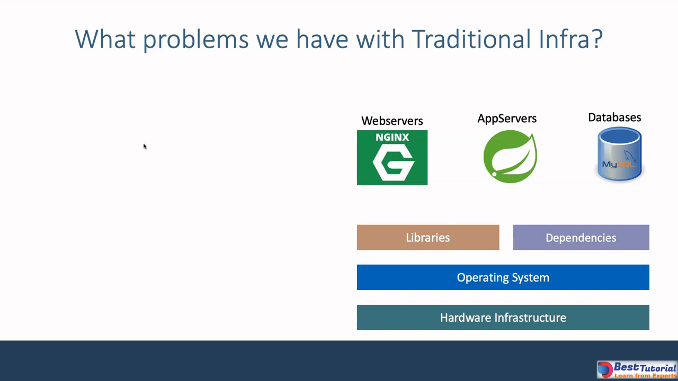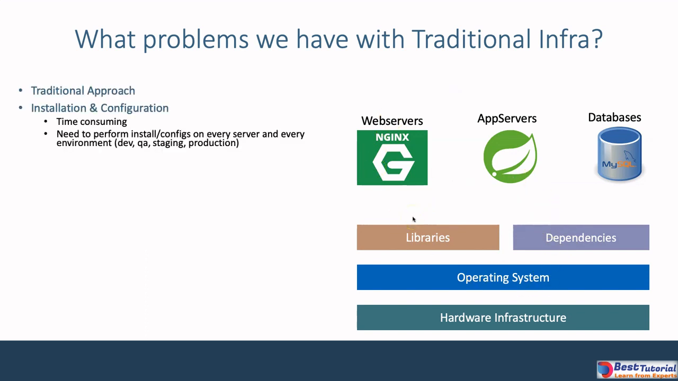For those things, what OS libraries are required? We need to install them, and also the dependencies. For example, if you want to run JBoss or Tomcat, then you also install the JDK and all those things. Whatever libraries and dependencies are required, we need to install and handle them. Installation and configuration will be the biggest problem in the traditional approach. It is time consuming, and we need to perform all these library installs, dependency installs, and vendor product installs across our environments like dev, QA, staging, and production. Multiple times we need to implement them.